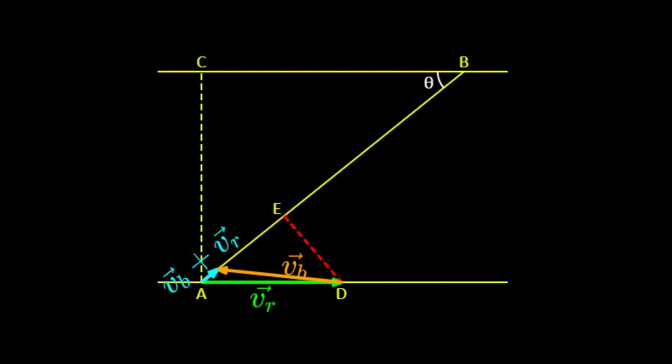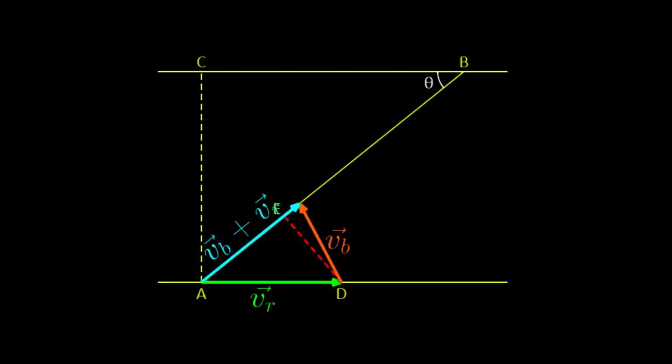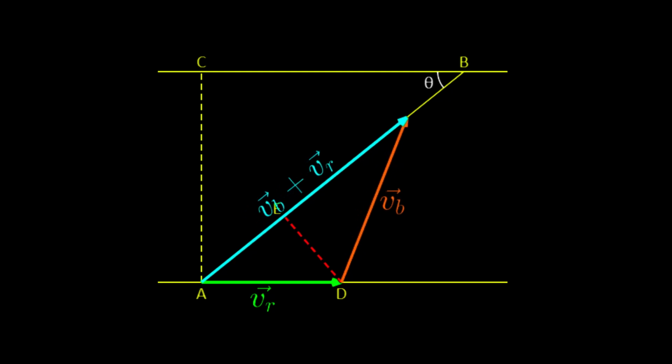Vector VR, shown in green, has a fixed length. Vector VB, shown in orange, has a variable length. The vector sum of the two, shown in blue, must be along the line of motion. The least value of VB is when it is at right angles to this line of motion.